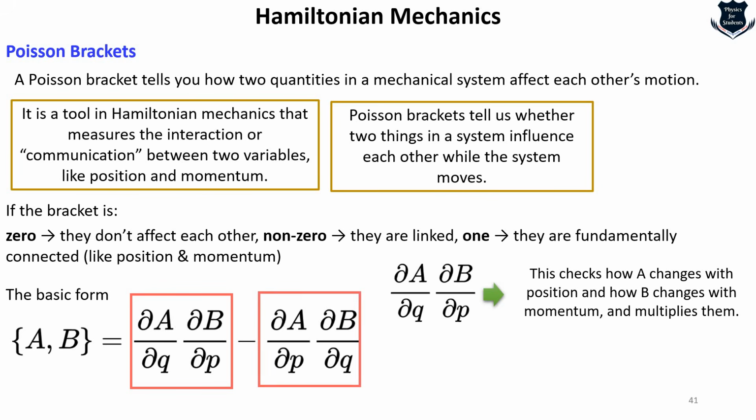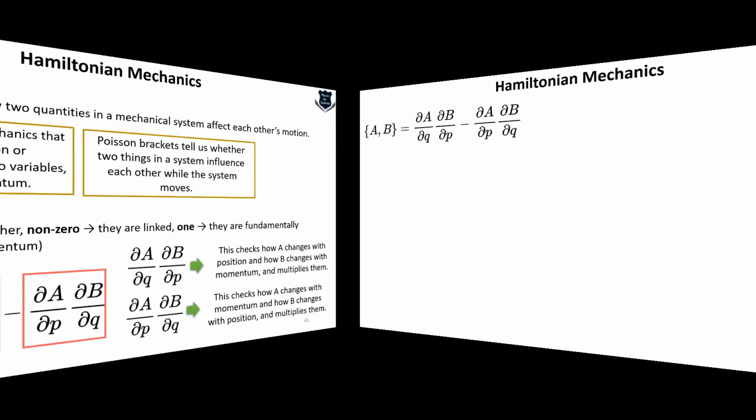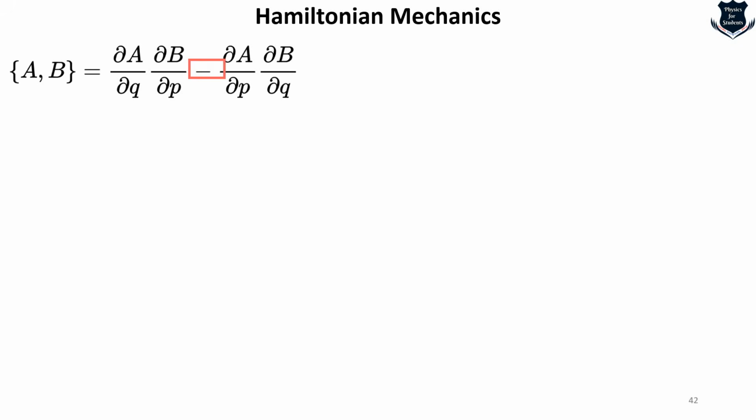If I take the right hand side out, then it takes how A changes with momentum and how B changes with position. So first was A changes with position and B changes with momentum, and the second one is A changes with momentum and B changes with position, and it again gets multiplied. What is important is this one, which I've just highlighted, the minus sign. Now this minus sign is pretty important.